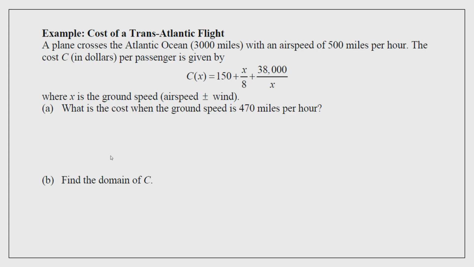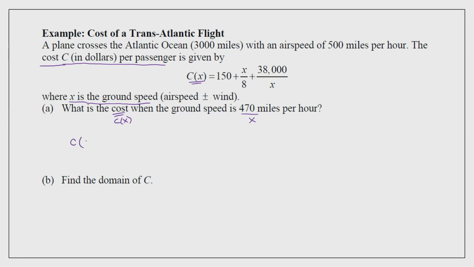Okay. A first asks us, what is the cost when the ground speed is 470 miles per hour? Okay. Well, we know for our unknowns that C in dollars is the cost in dollars per passenger. So that's what C of x equals, the cost per passenger in dollars. And x is the ground speed. Well, our question is asking us to find the cost. That means it's asking us to find C of x, which means we're going to need to have x, because in order to find one variable, all the other variables have to be given to us. So it tells us that the ground speed is 470 miles, so that's x.